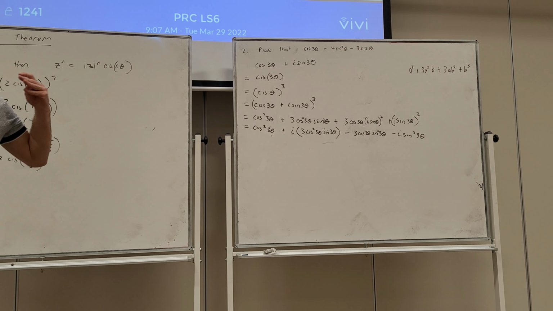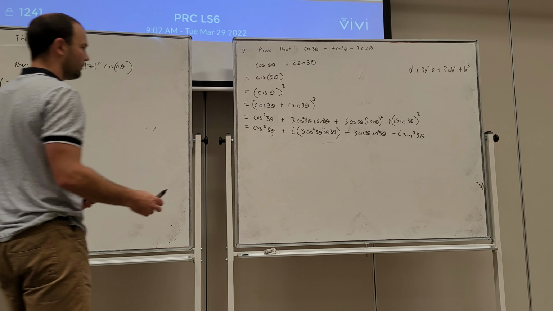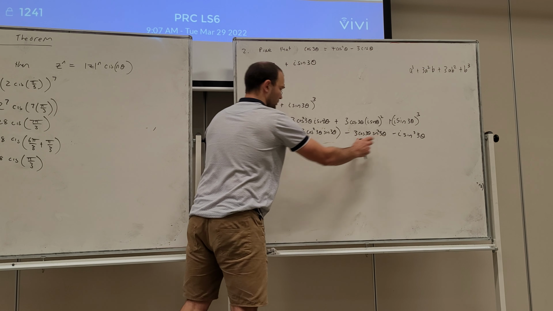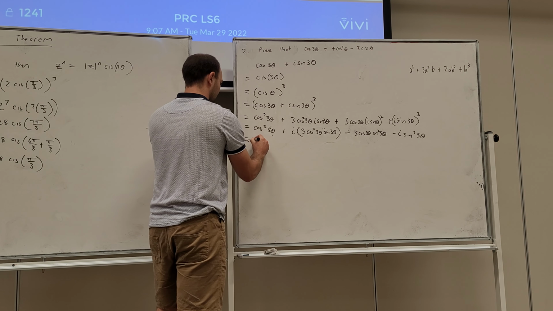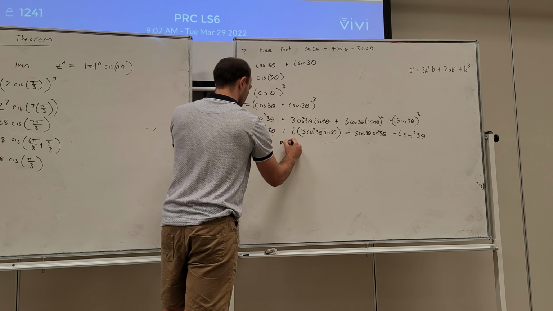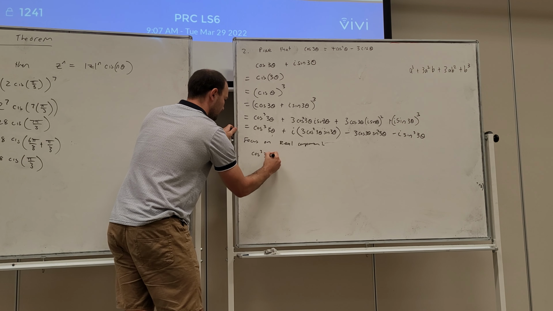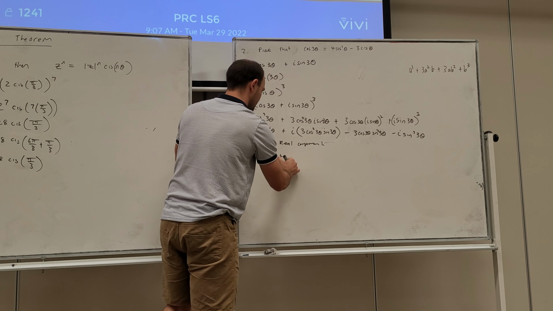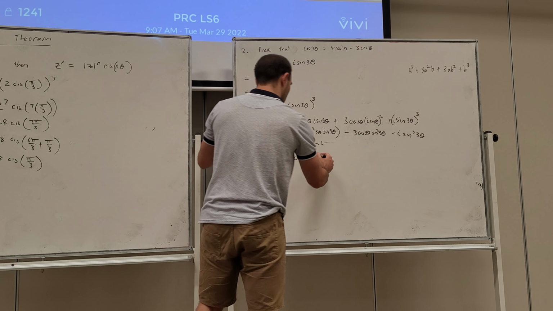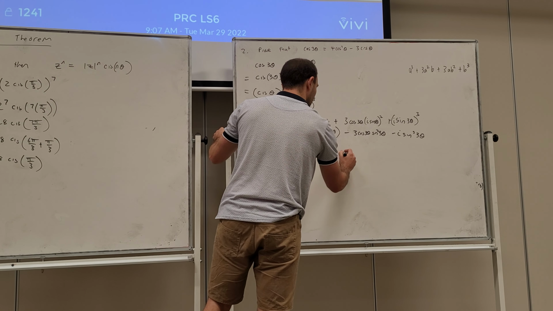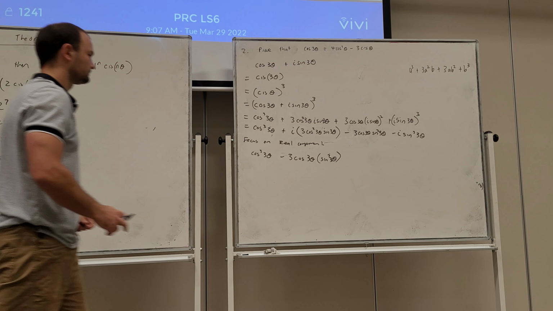Let's remember I said we're interested in cos of 3 theta, which means we're only interested in the real component. The real components are these two, because both of the others have I involved. So let's focus on the real component. We've got cos to the power of 3 theta plus 3 cos 3 theta times sine to the power of 2 of 3 theta.